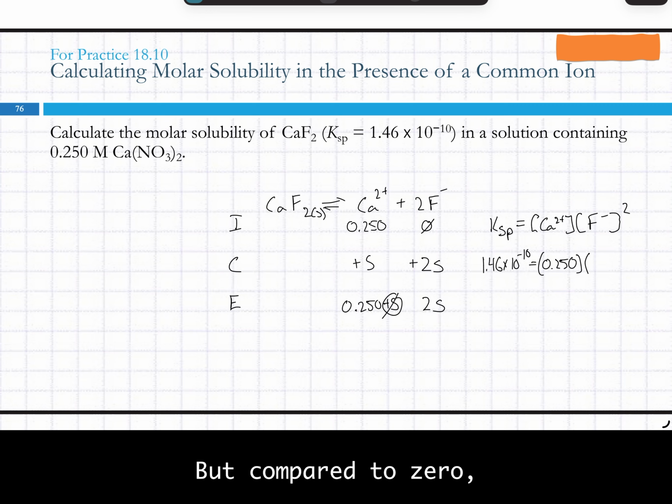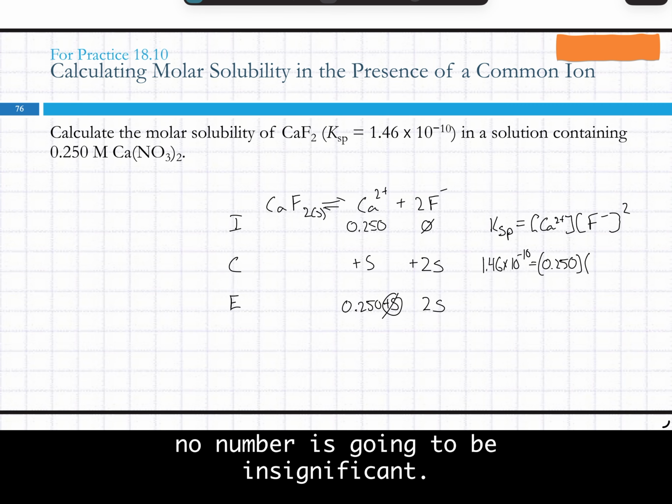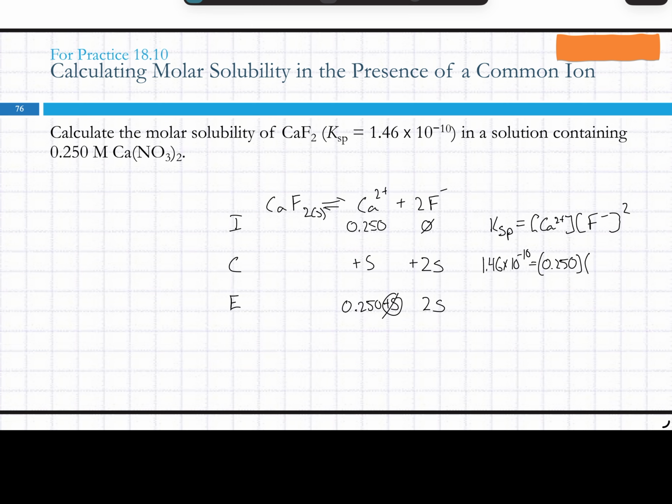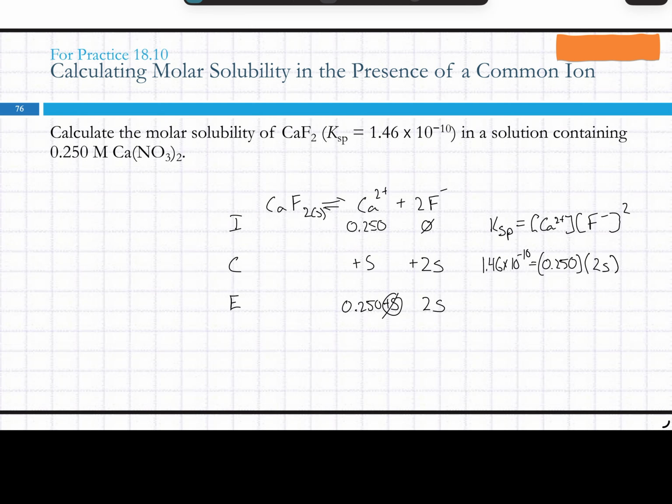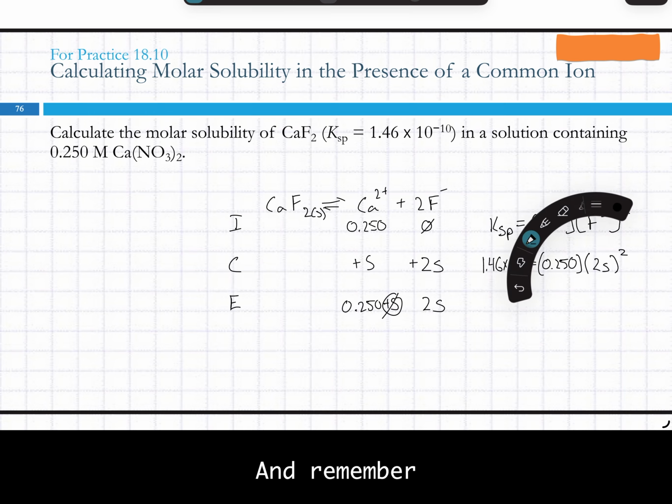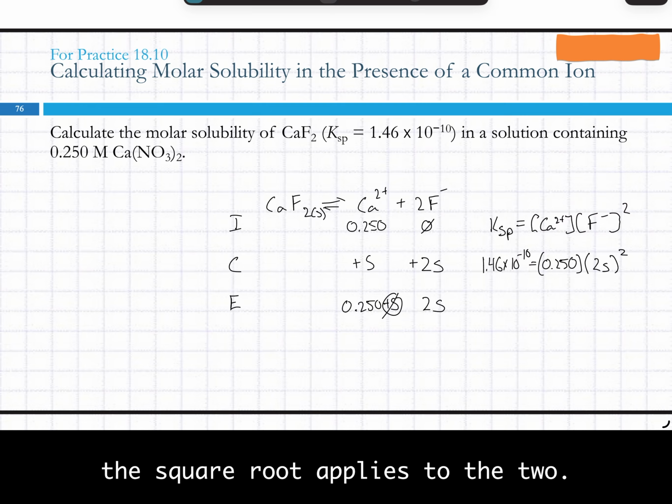But compared to 0, no number is going to be insignificant. So we do have to include the 2S here, and then that'll be squared. And remember, the squared applies to the 2 and the S.